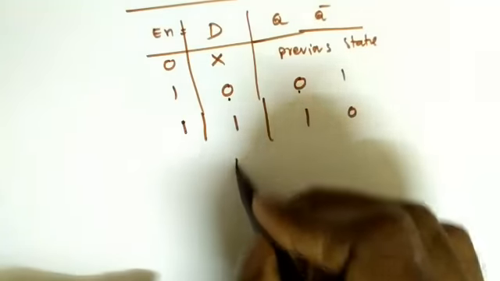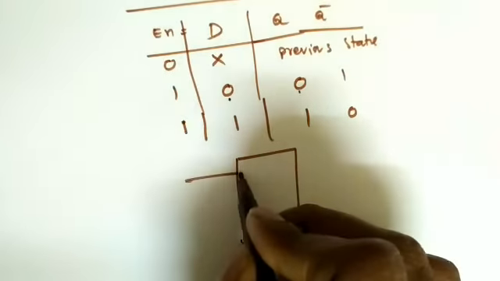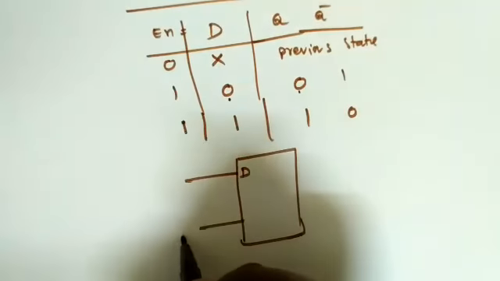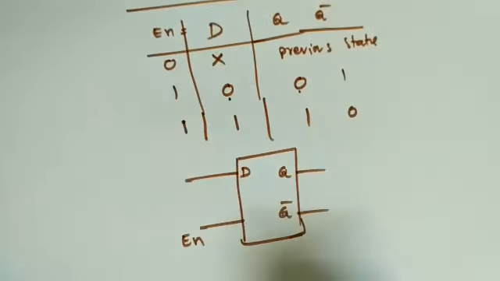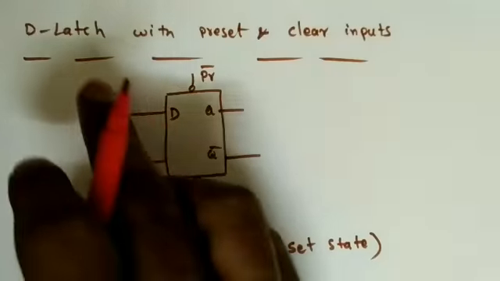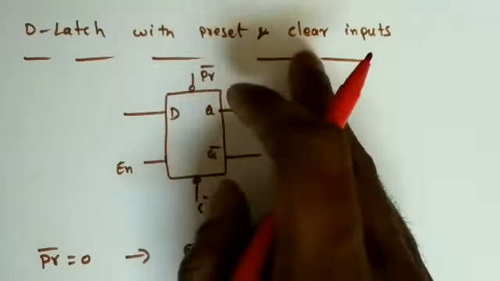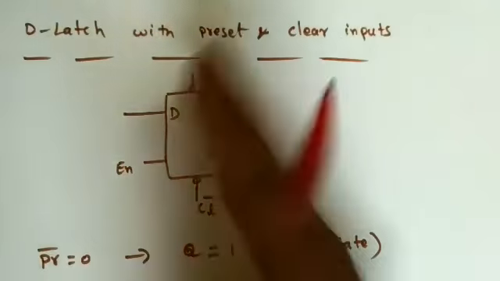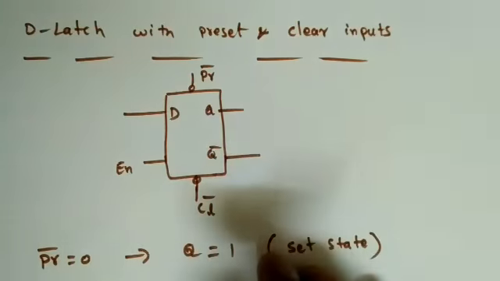Now how to represent it using a logic symbol? This is D and this is the enable pin, Q and Q bar. Right? So this is the delay latch or transparent latch. Now we will discuss the last concept in these latches, that is D-Latch with preset and clear inputs. So we can design the SR latch with preset and clear also. So the same operation it will be.